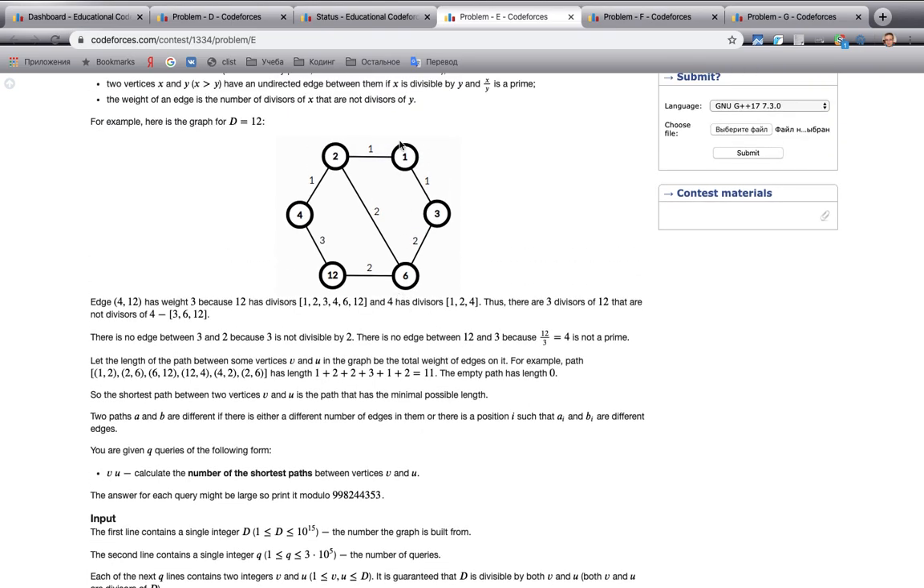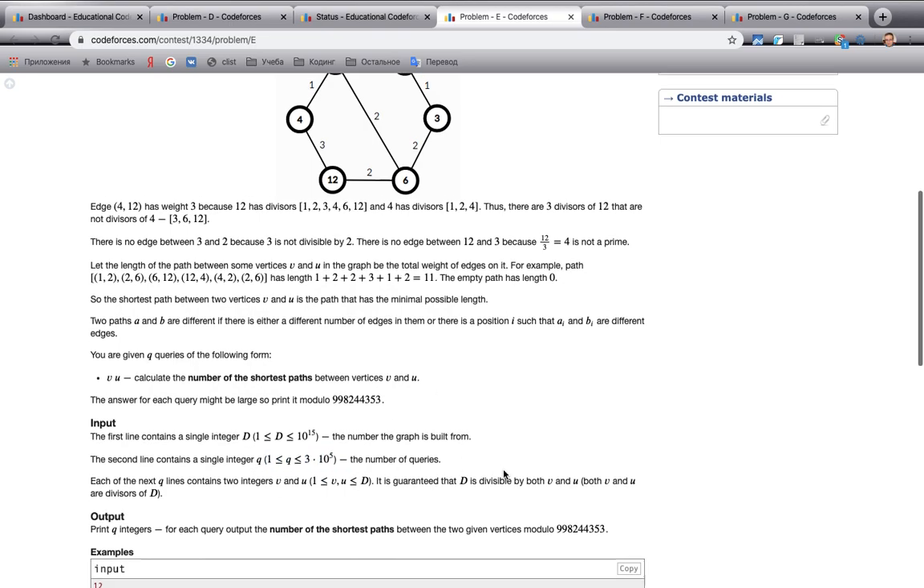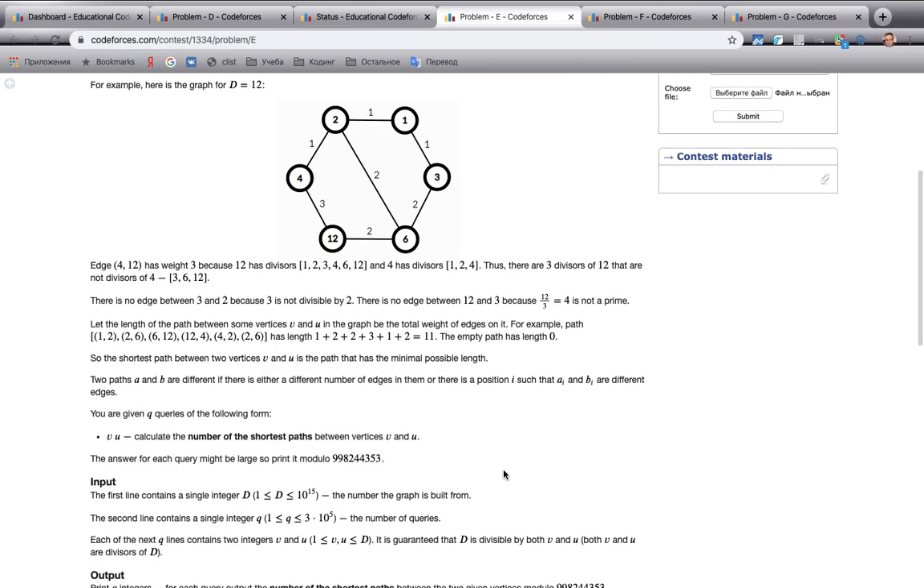For two given vertices in this graph, we can find the shortest path between them, but we have to calculate the number of different shortest paths, and we have to do this not once, but there are many queries of this type. This looks insane, but I guess it shouldn't be very hard. I don't know.